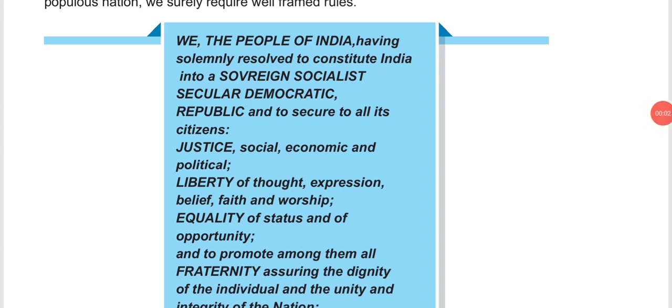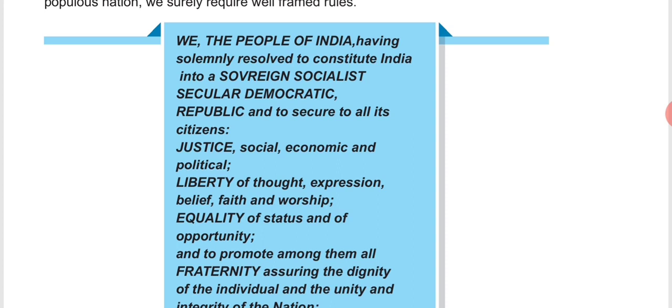So, as we have discussed the difficult words, like sovereign, socialist, secular, democratic, republic, etc., we'll again read out the paragraph. We the people of India have solemnly resolved, that means we have decided, to constitute India, that means we'll form our India into a sovereign, socialist, secular, democratic republic, and to secure to all its citizens, that means to provide our citizens with justice.